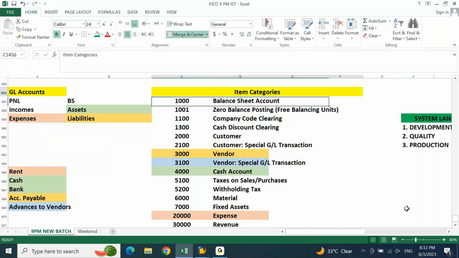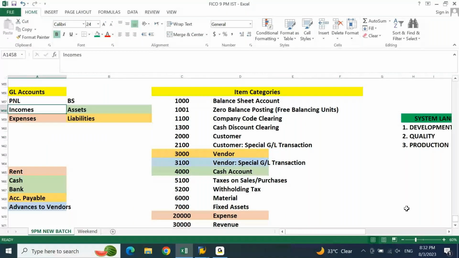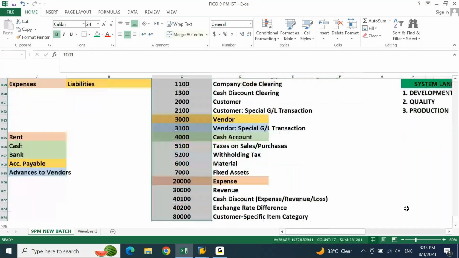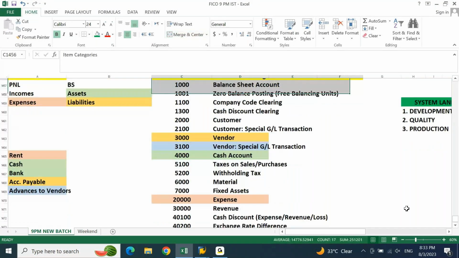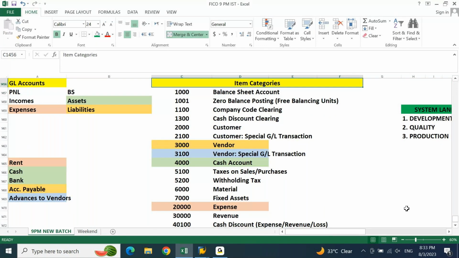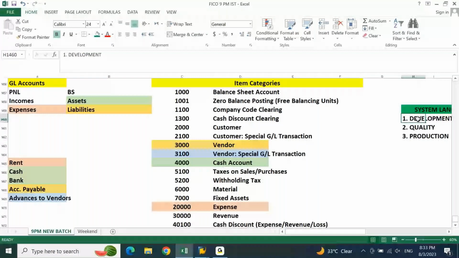Now here we are understanding the GL accounts. Based on the respective GL account, you are understanding which category it falls under and you are mapping the respective categories for the GL accounts. Now these categories, whatever you do, is called configuration. The item category assignment to your GL account is configuration. Any configuration we will be performing in the development system.